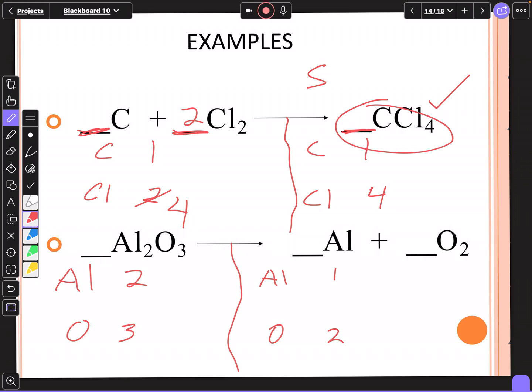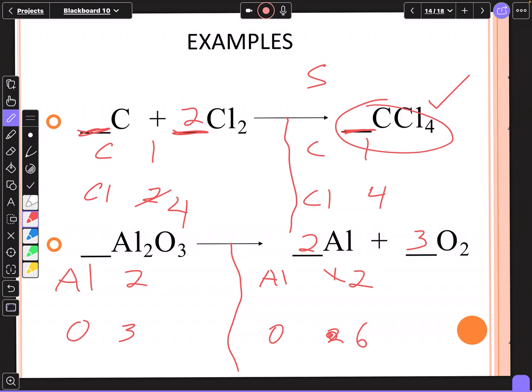So I can pick what I want to start to balance. I can start to balance the aluminums and put a 2 here, and that's going to make me have 2 of them. They're balanced. Now I got to look at oxygens. If I have a situation where I got 3 on one side, 2 on the other, I need to find the least common multiple. The least common multiple of 3 and 2 is 6. So I need 6 on each side. That means on the right, I would need to put a 3 here. 3 times 2 gives me 6.